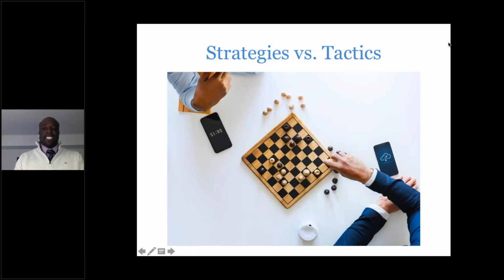So strategies versus tactics. Let's just make it really easy to participate here. So who knows the difference between strategies and tactics? Does anybody know? I'll give it 5 seconds and then I'll tell you.